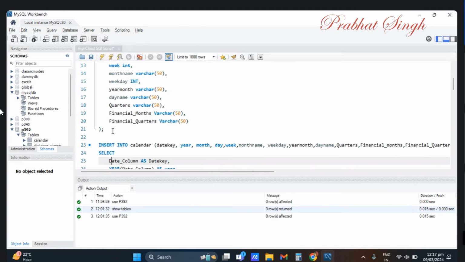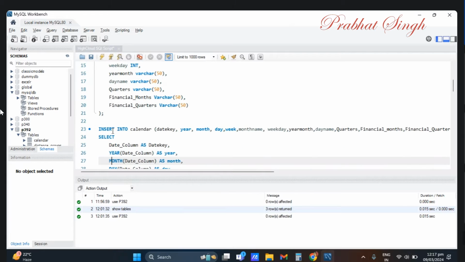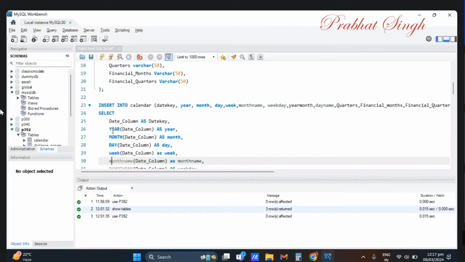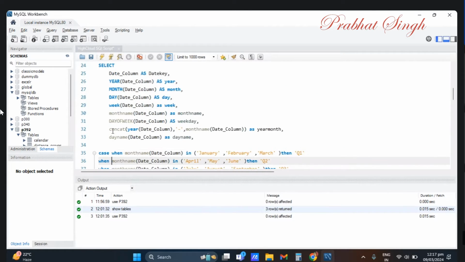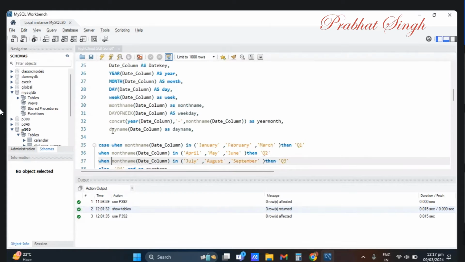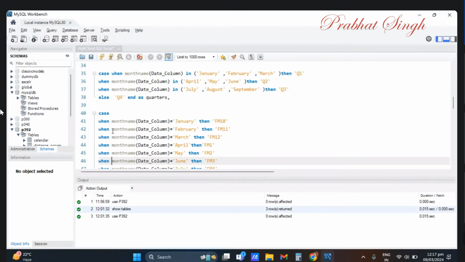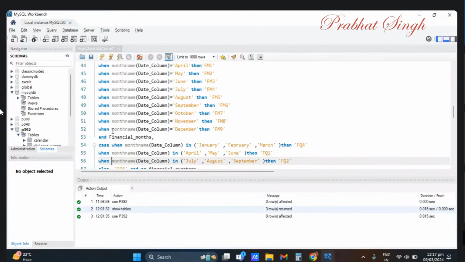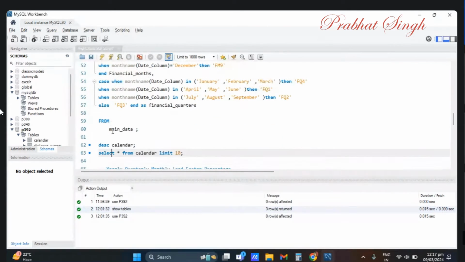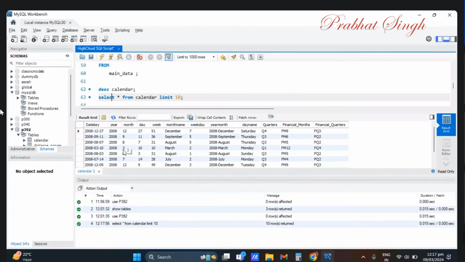After that, we inserted the calendar date column, year, month, day, and week with the help of this formula. We used the case formula for the financial months and the financial quarter. We have used these formulas, and after that, this is our calendar table. Here the date key column is there, year, month, day, week, month name, weekday, year, month, and day name, and quarters, and the financial months, and the financial quarter.